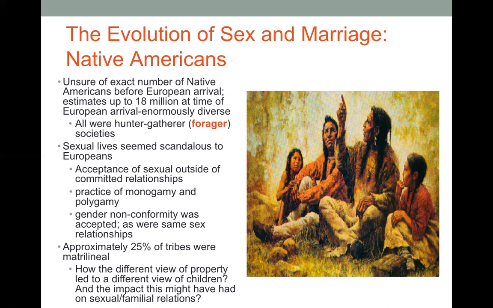And a lot of this sexual freedom and tolerance, as well as the fact that for a lot of tribes, they were matrilineal. 25% of the tribes were matrilineal. And even the ones that weren't matrilineal, very few of them had the kind of rigid patriarchal structures that you saw in Puritan societies. A lot of that is probably related to the fact that, being a forager society, they didn't really view property as something that could be owned. And because it could not be owned, they did not necessarily have to worry about passing it along to their direct descendants or their heirs.